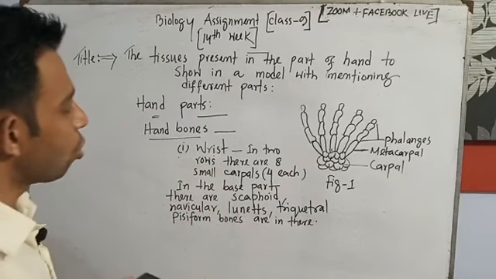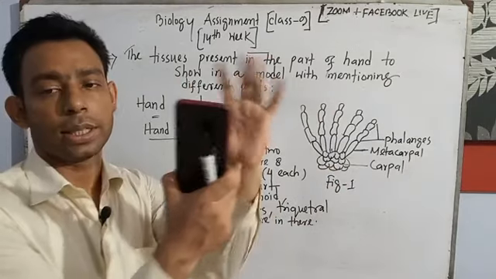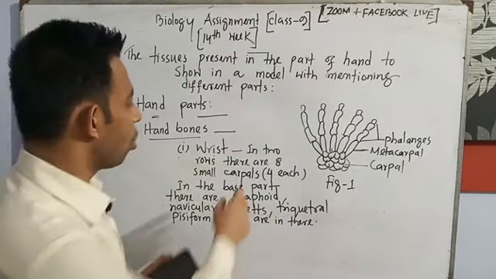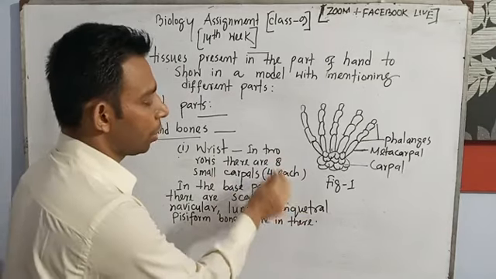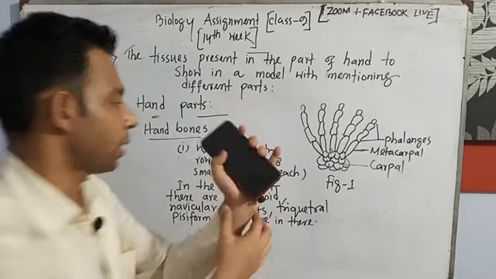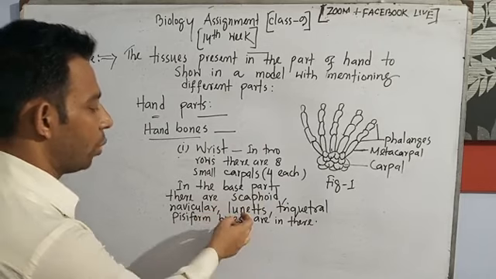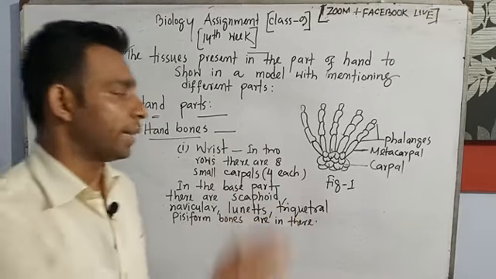This is in 2 rows. If we look at the wrist in 2 rows, there are 8 small carpals, 4 in each row. That means on both sides 4 each in the wrist part. And there are scaphoid, navicular, lunate, triquetral, pisiform bones in there.